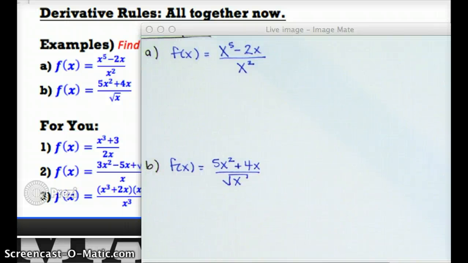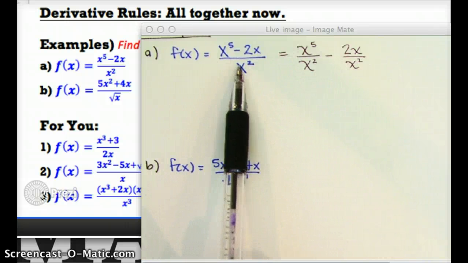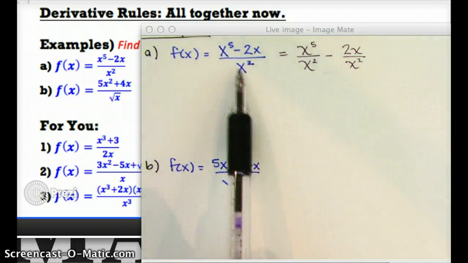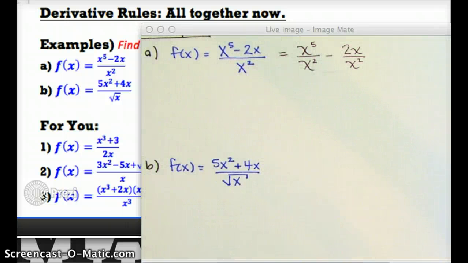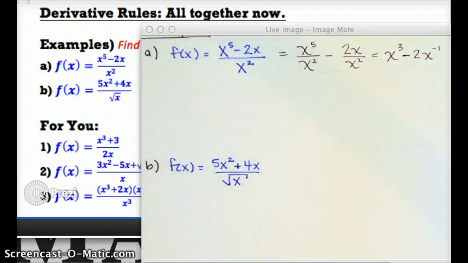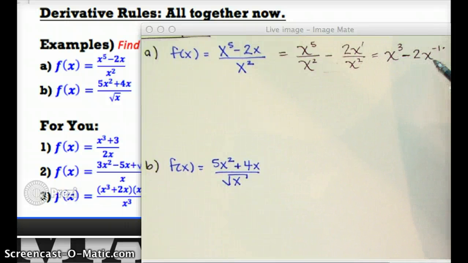Here's what I would try for the first one. Just using some really basic algebra rules, I know that these 2 expressions equal each other. I just split this one into 2 fractions. If I subtracted these from each other, I would get this expression right back. Now the good news about this is that I can now simplify the expression that I have to be x cubed minus 2x to the negative 1. And again, notice the negative 1 just comes from subtracting 1 minus 2. Well, these are power functions.